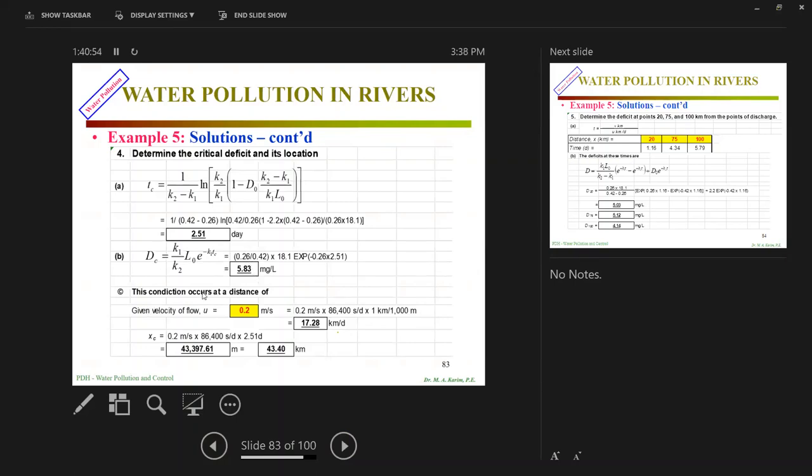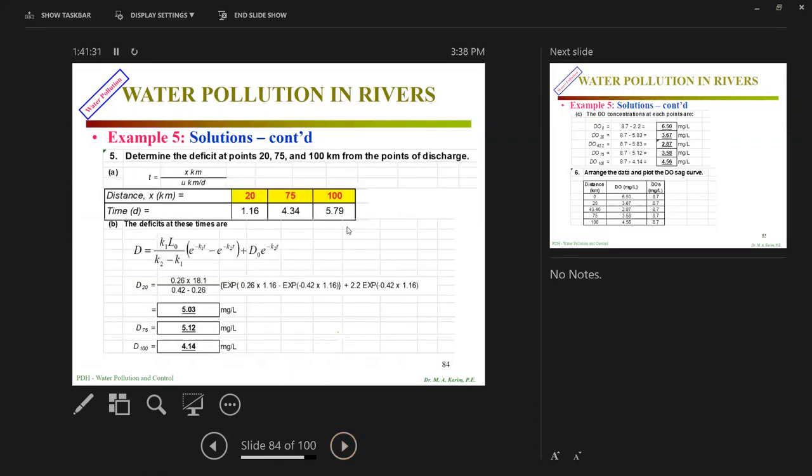This condition occurs at a distance, whatever distance I calculate. Using 0.2 as the factor, I did 17.28. Then XC would be equal to this, in kilometers, ultimately basically 43.4 kilometers. So that means either 2.51 days later or at a distance of 43.4 kilometers, critical conditions happen, with the lowest available oxygen and highest deficit. So that's very important. Okay.